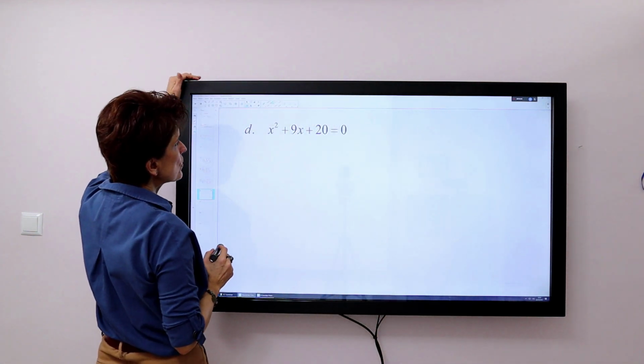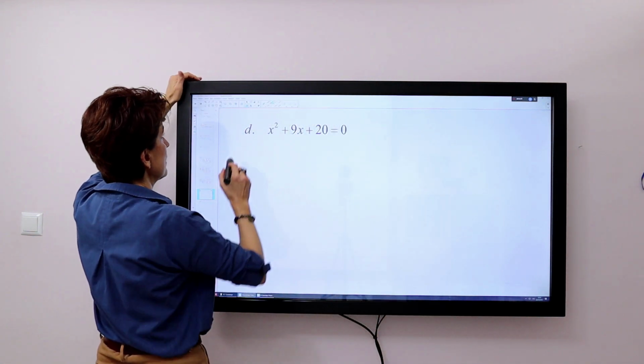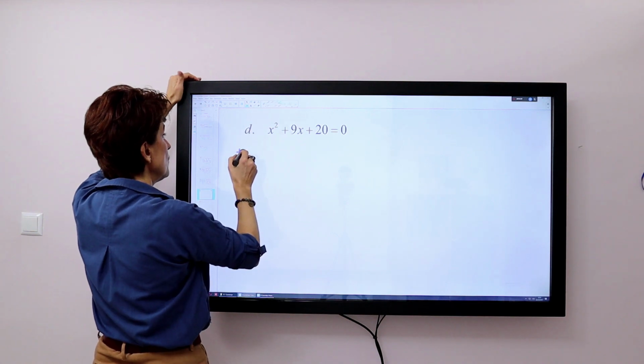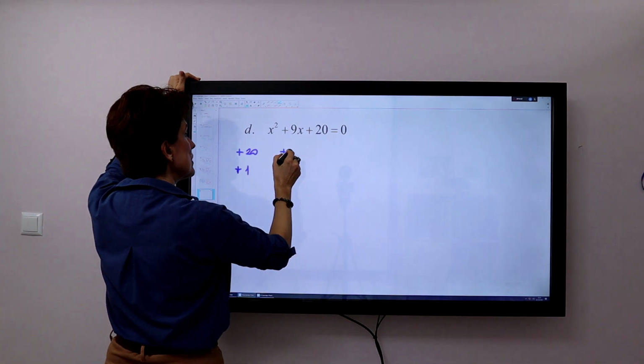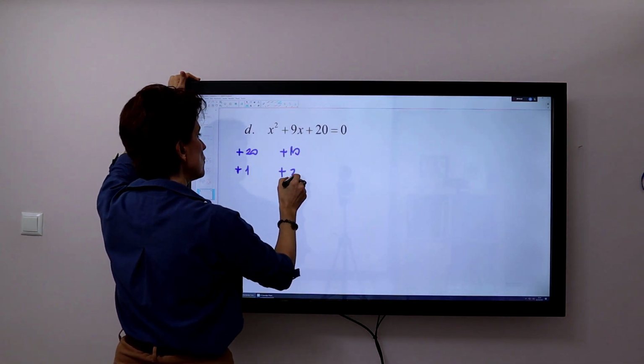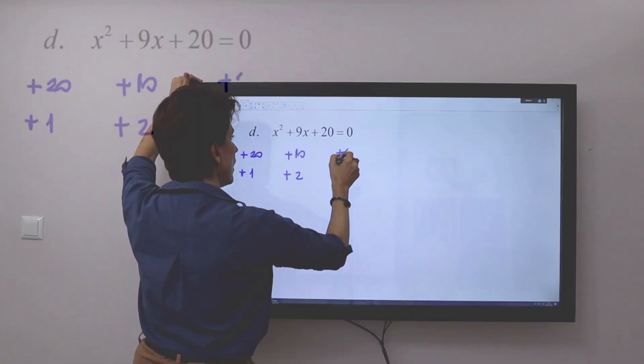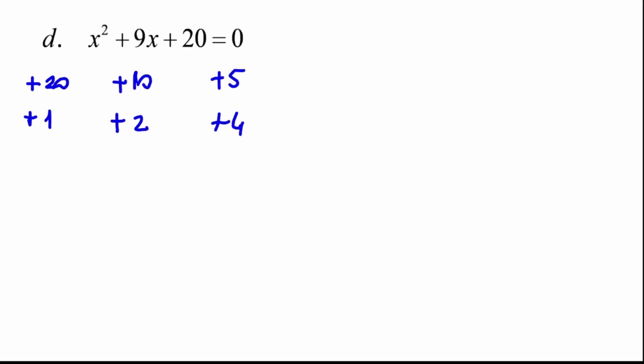What could they be, which numbers have product 20? Positive 20, positive 1, okay? 10, 2, or 5, 4. We have 3 different options, okay? When I multiply them, I get 20. When I add them, I get 9. So, what do I want? The third one.